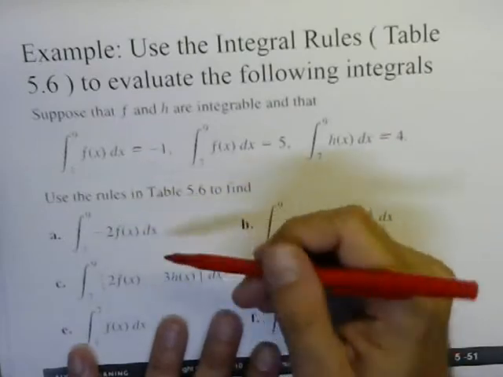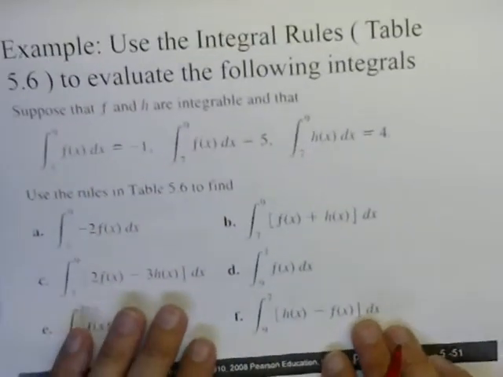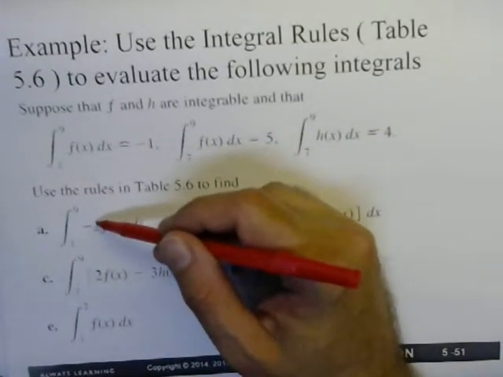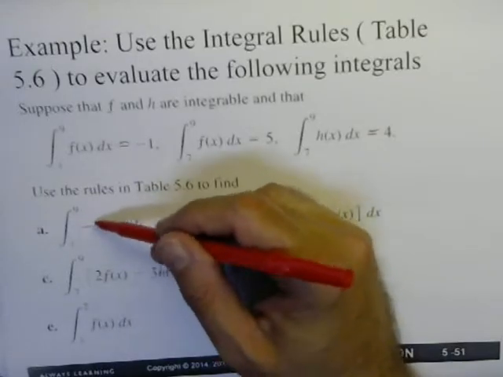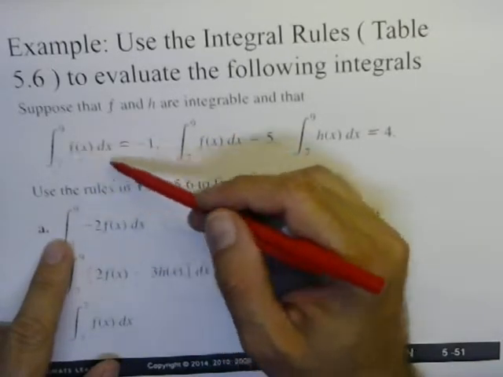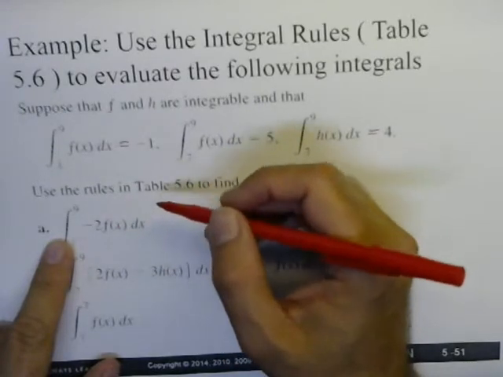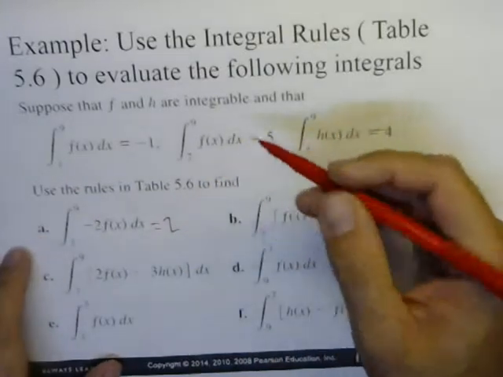Okay, so we can use this information to figure out certain things. Like, let's say I want to find the integral of this function, right? Well, I can pull the -2 out front and then just multiply it times this. So this will be -2 times 1, right? That will just be +2, I guess, right?